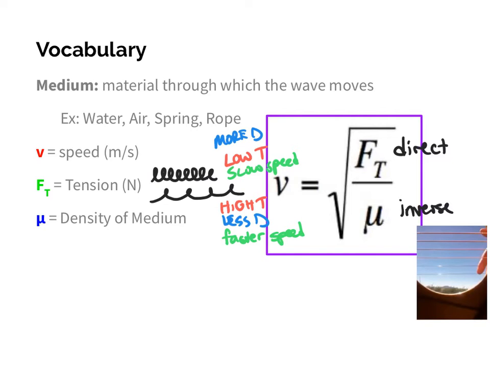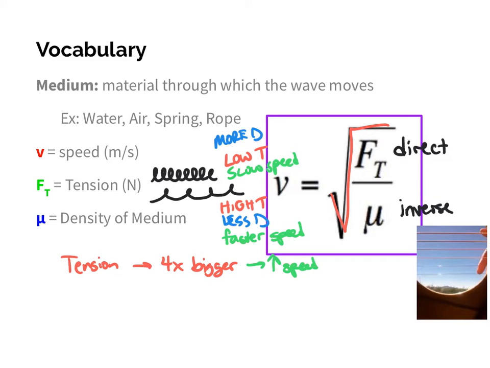Now, how does this work then? You'll notice around this there's that big square root, and this is where it gets a little confusing. For example, let's say that I were to make the tension 4 times bigger. I pull this thing with 4 times more force. Based on this relationship, that is going to increase the speed.